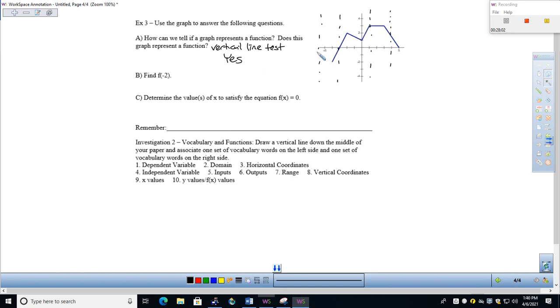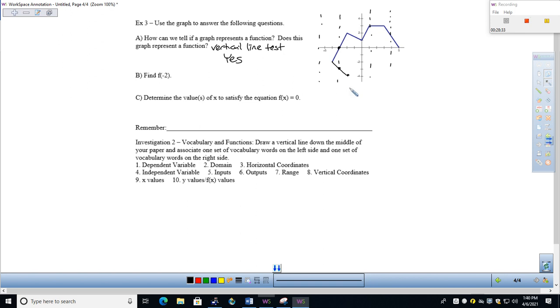So for example, don't do this on your paper at all. I just want to be super quick with this. What if the graph continued to go down here or something like that? Then you could see that, oh, wait a minute, the graph would be touching here and here. Now it touches more than one spot, and so the graph would not represent a function if that was the case. That would not pass the vertical line test.